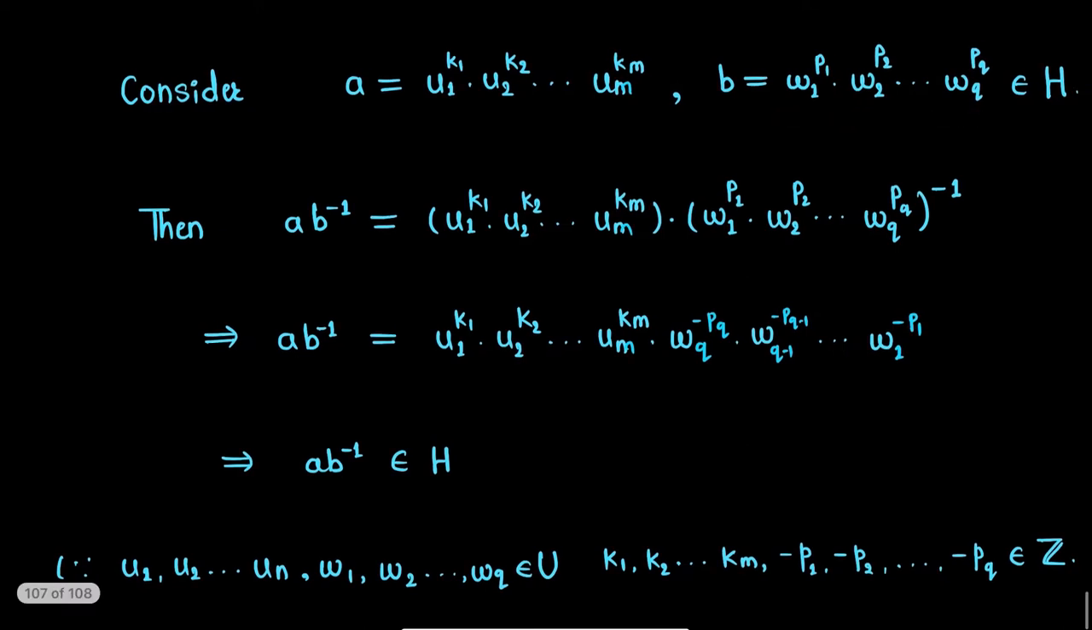Then AB inverse will be equal to, just replace A by this product and B by this product and take its inverse. Then in the next step this product will remain as it is, and by the socks-shoes property the inverse can be written as Wq to the power minus Pq, W(q minus 1) to the power minus P(q minus 1), up to W1 to the power minus P1. Now observe that as A and B are in H, each of U1, U2, Um and W1, W2, Wq is in U, and also K1, K2, Km, P1, P2, Pq will be integers.